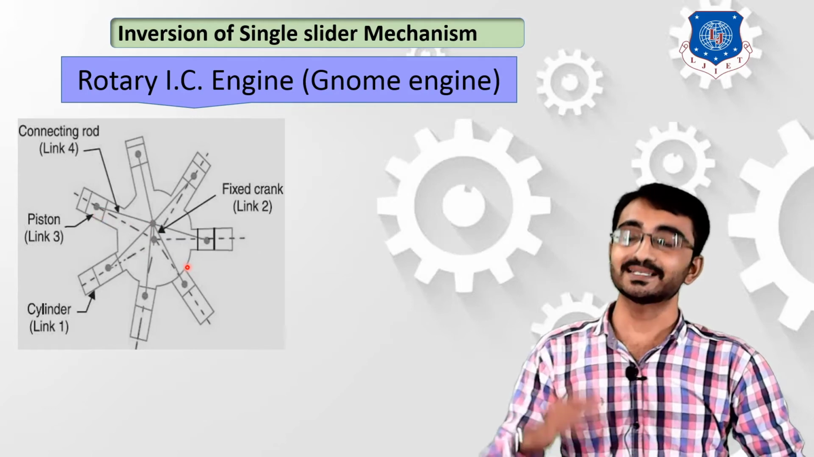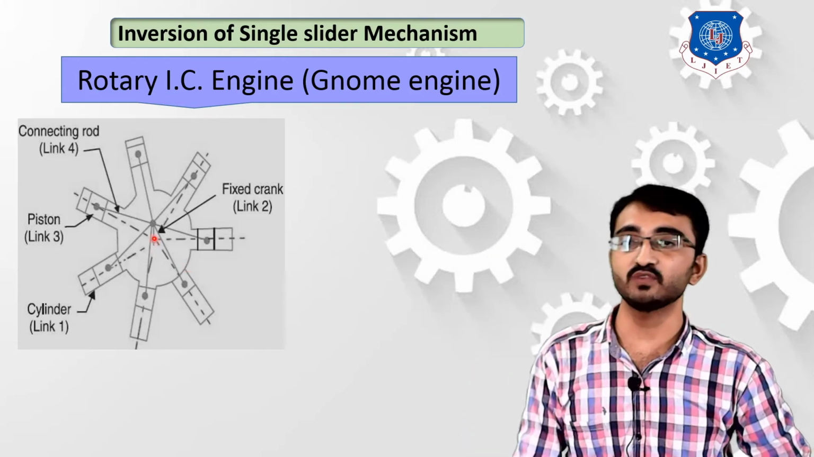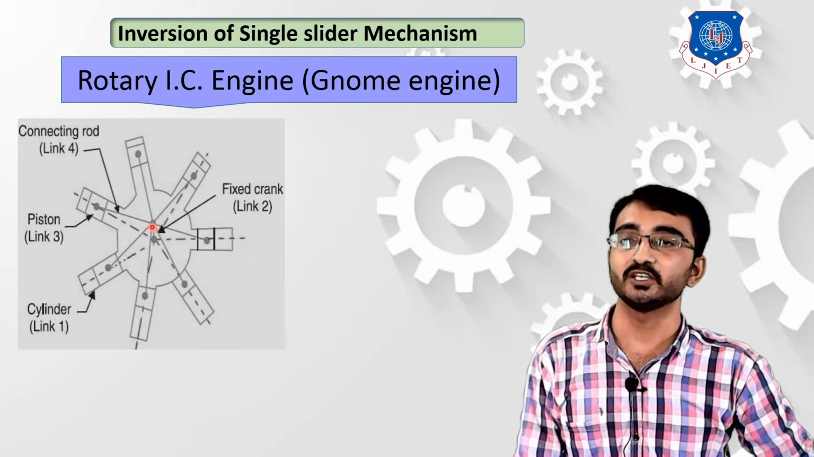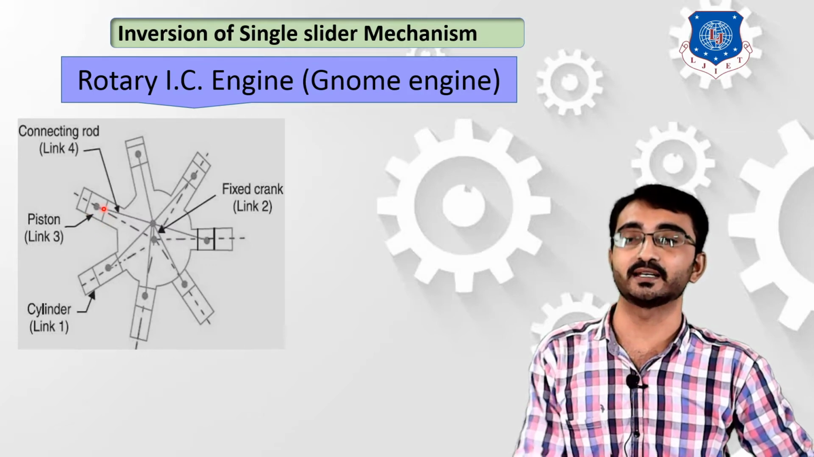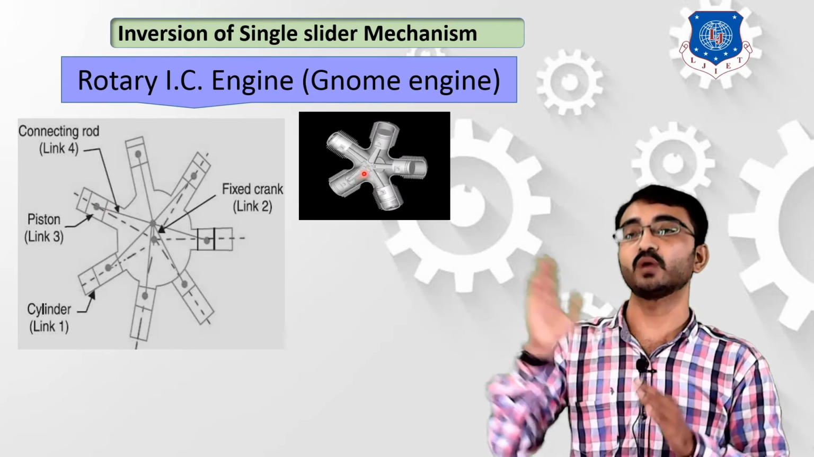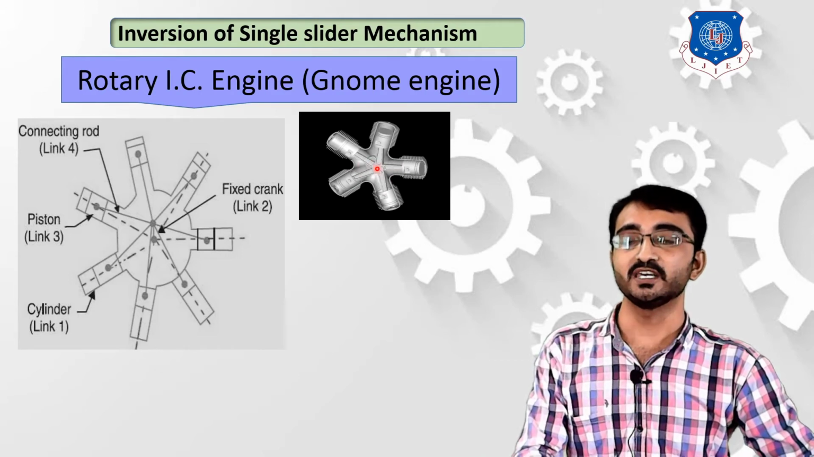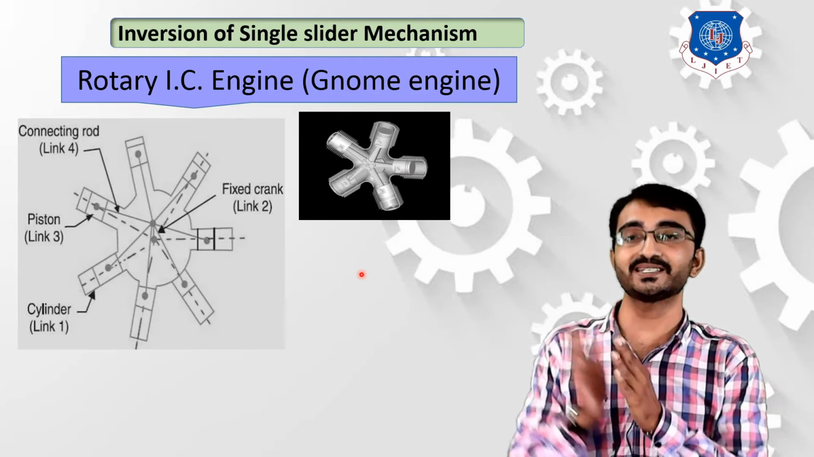Now let's consider a simple working, where I am giving input to this crank. Due to rotation of this crank component, your connecting rod will also try to rotate. This rotation will produce reciprocation of your piston inside this cylinder. Over here you can see that rotation of this crank is producing reciprocation of this piston cylinder assembly. So this is a basic mechanism.